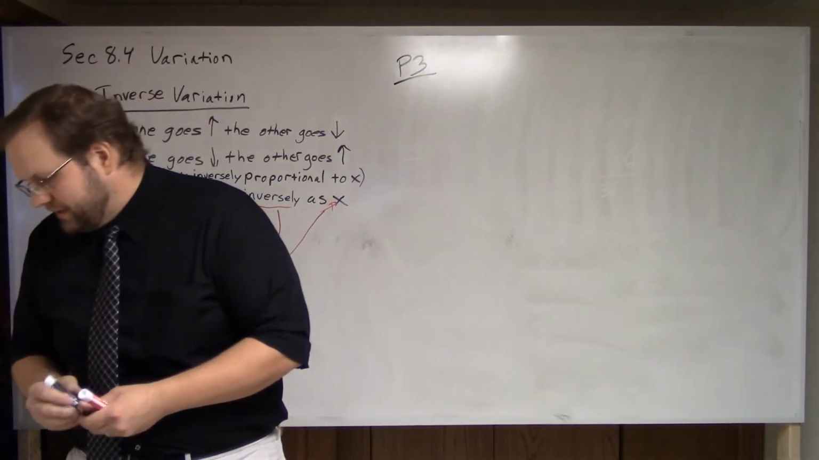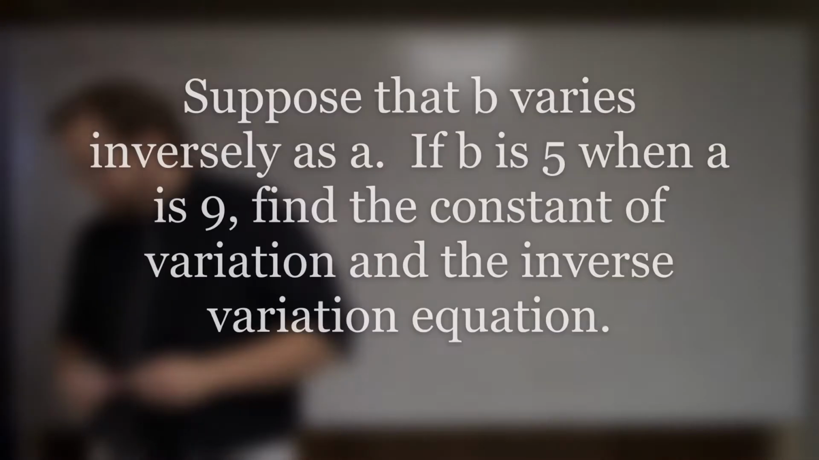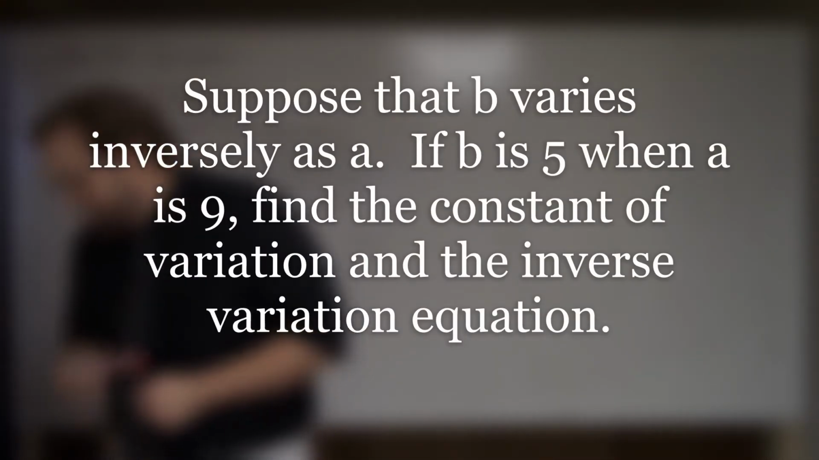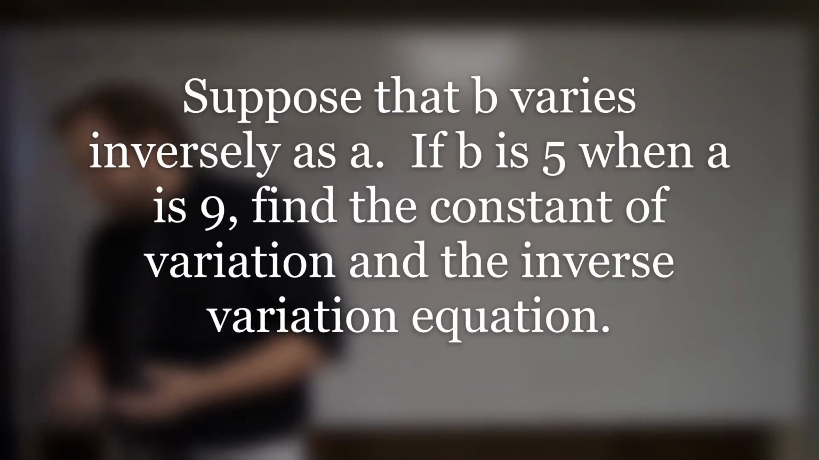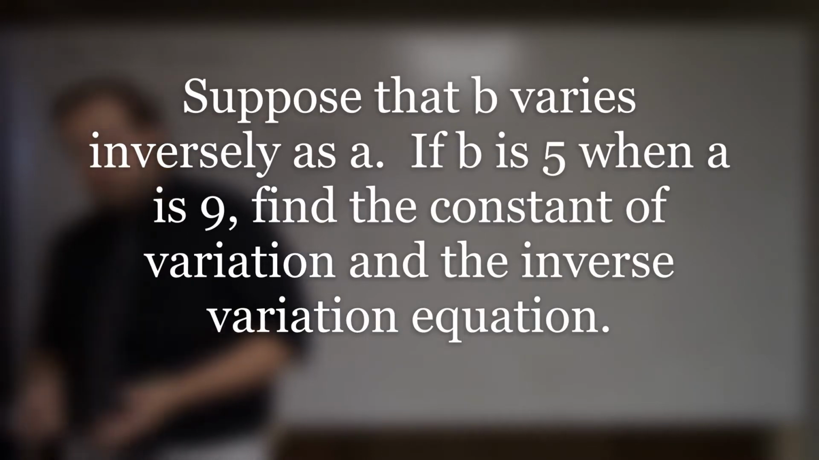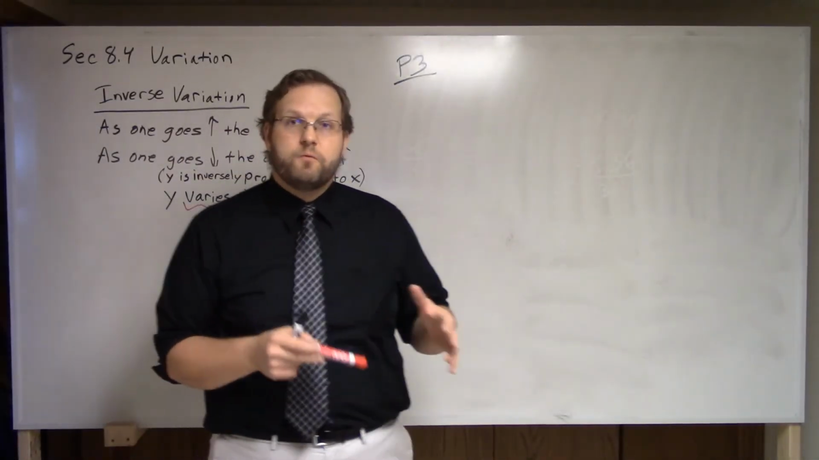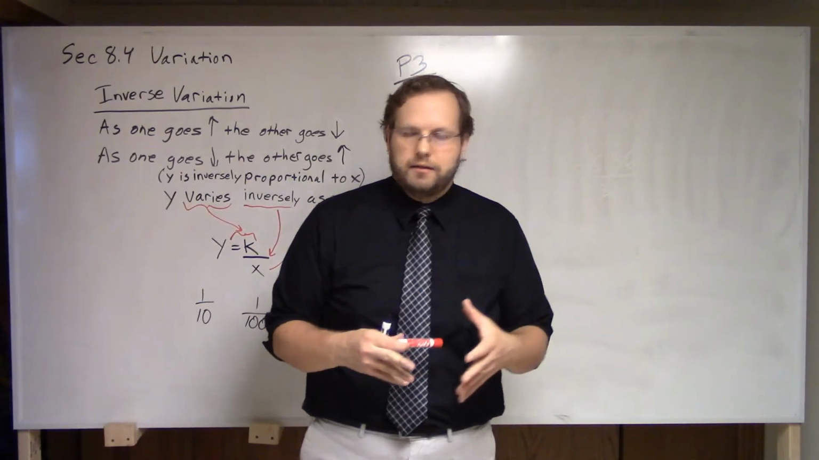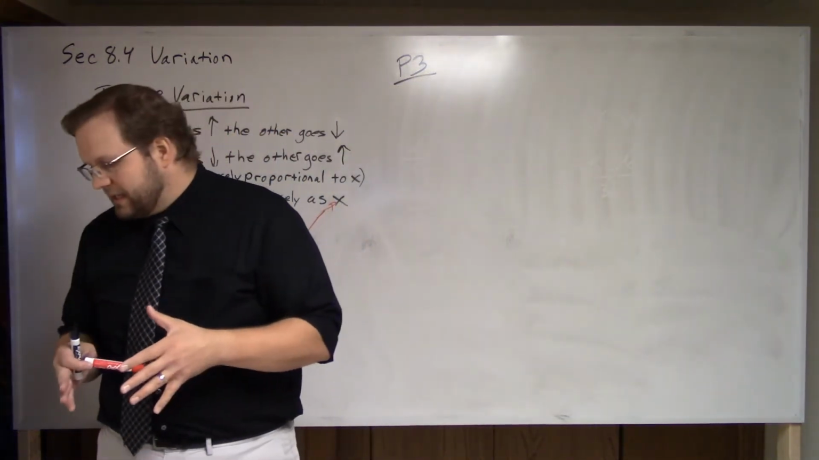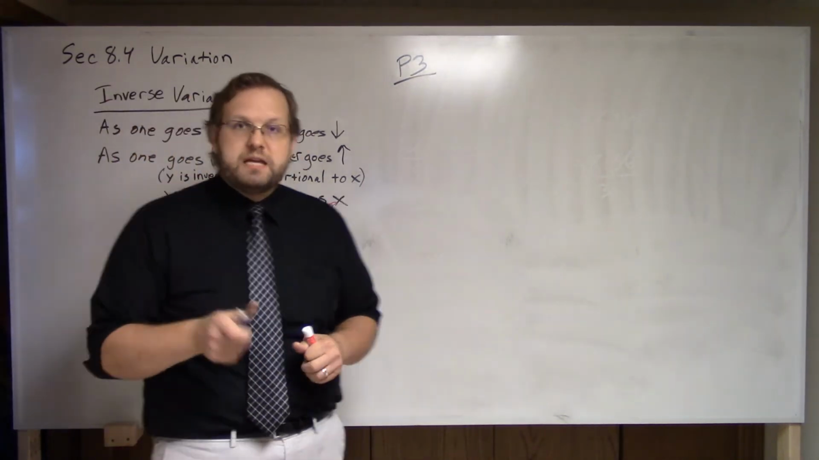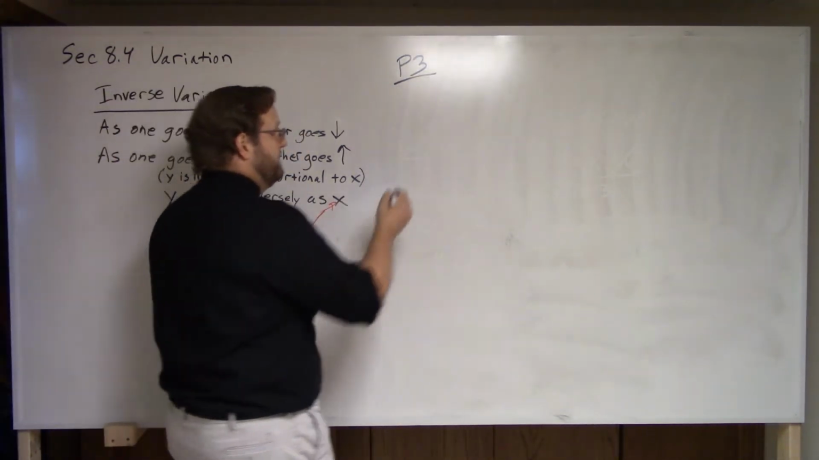Practice 3, found on page 545, states: suppose that B varies inversely as A. If B is 5 when A is 9, find the constant of variation and the inverse variation equation. Again, we're going to start by writing down our formula. We need to know how all these things interact. So that's the first sentence. It says, suppose that B varies inversely as A.